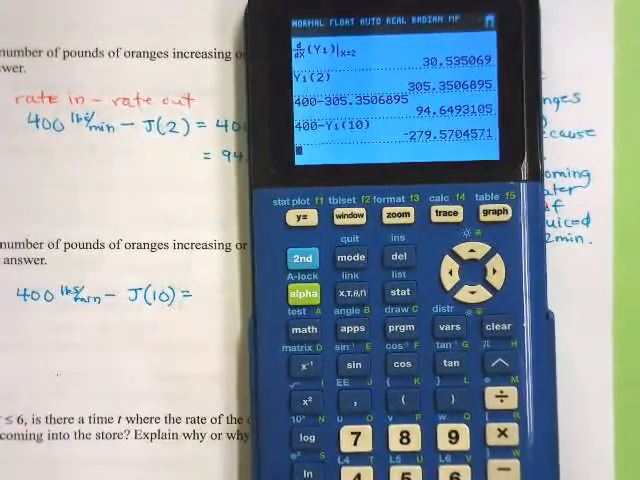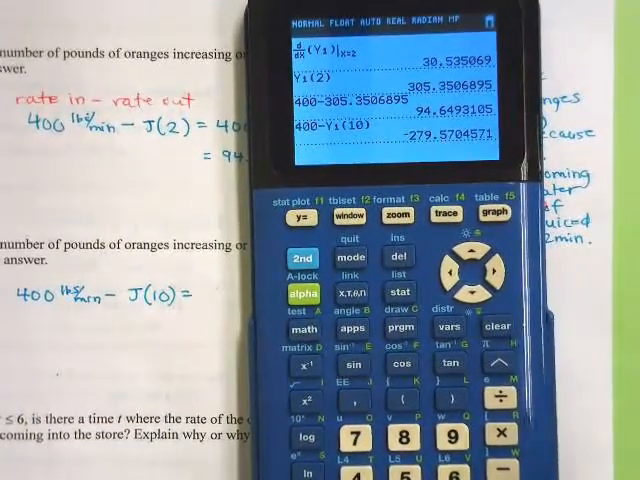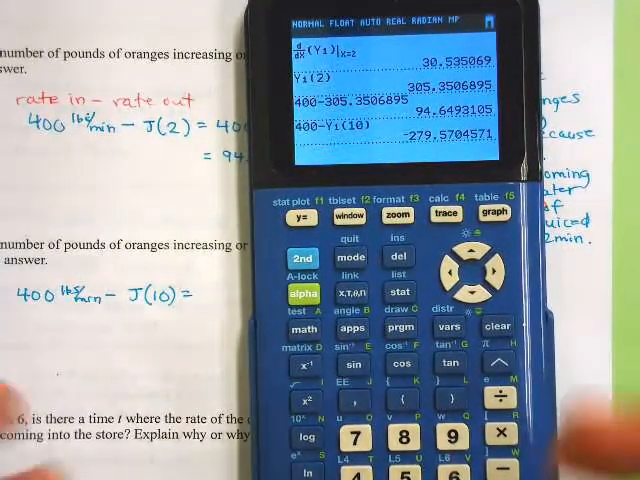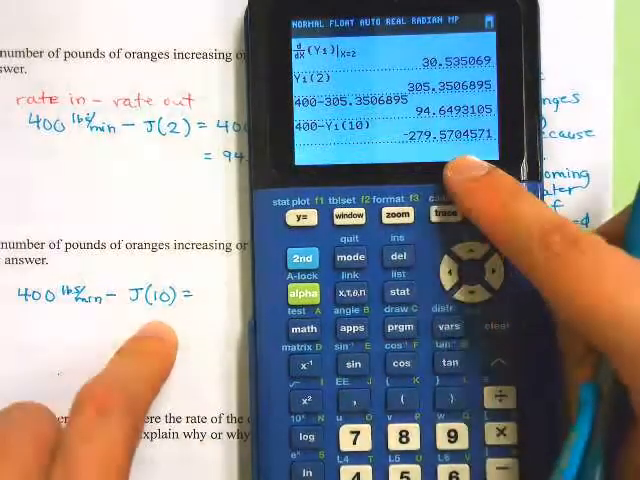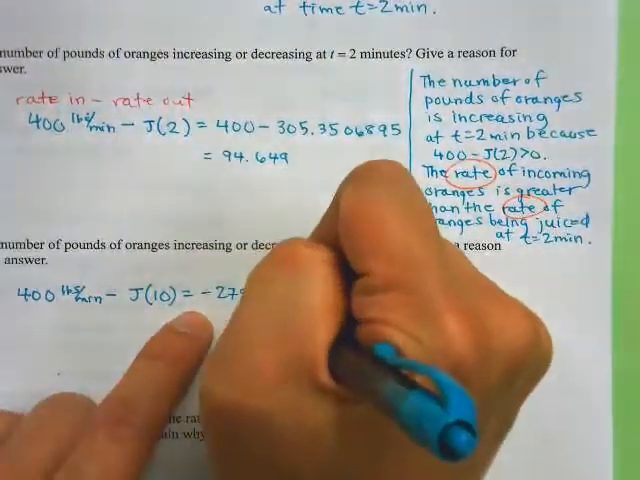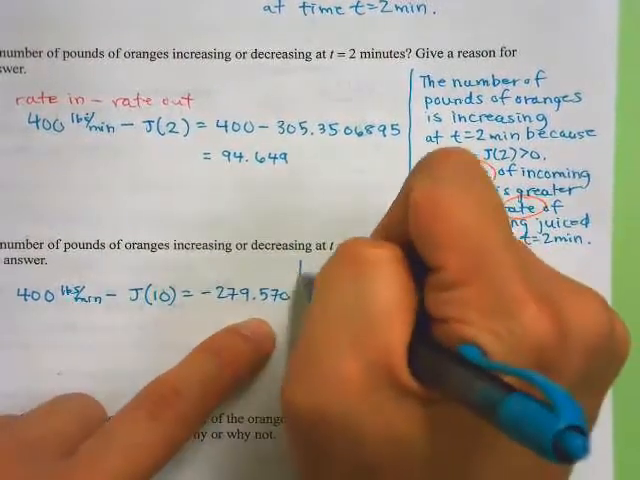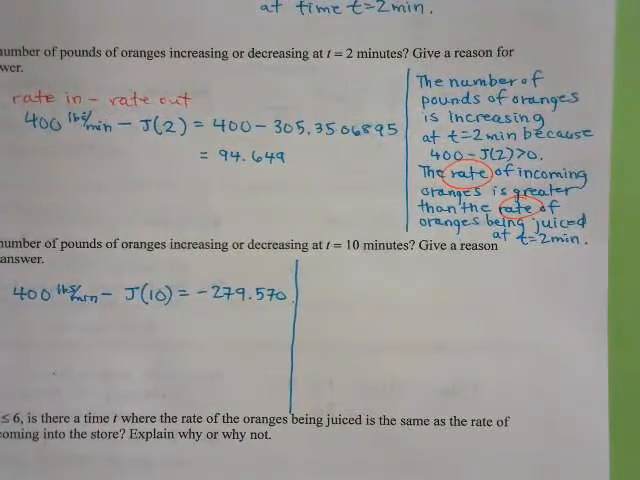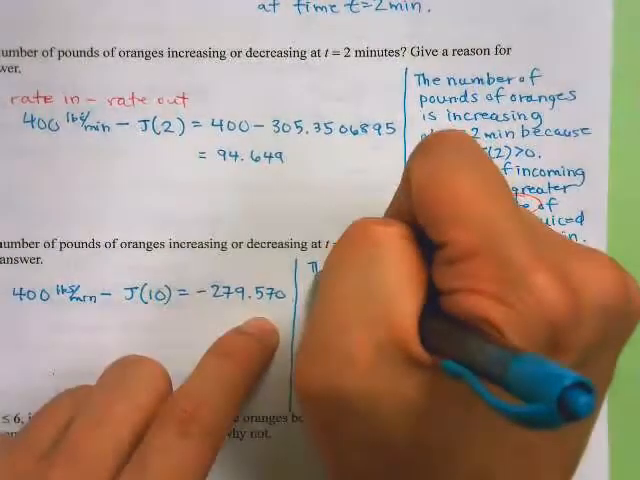It equals negative 279.570. And let's include the 0 because we need 3 decimal places. Negative 279.570. And it's going to be a very similar conclusion to number 6. And I'll meet you guys there.